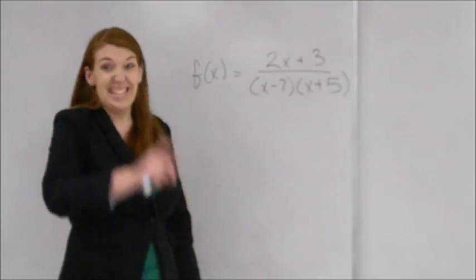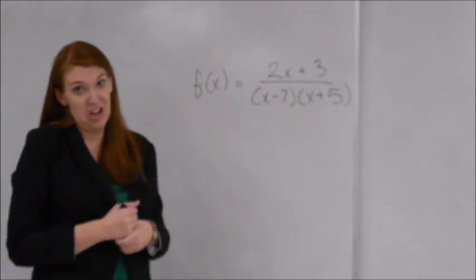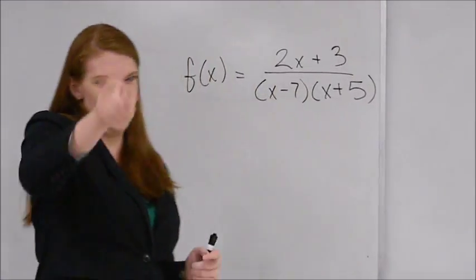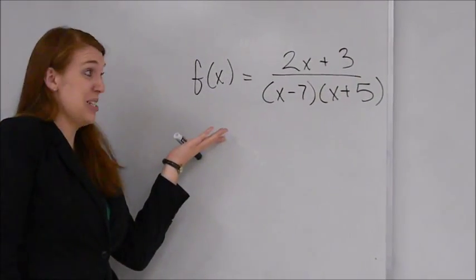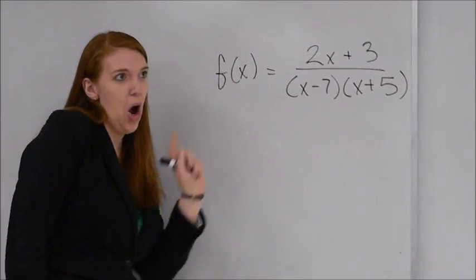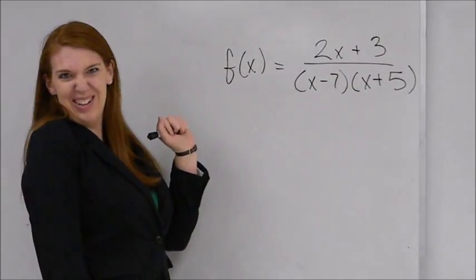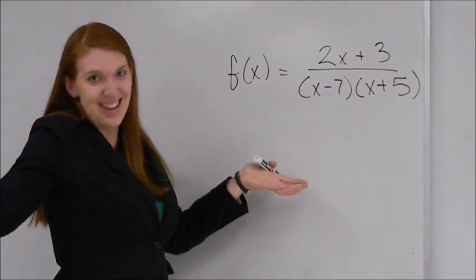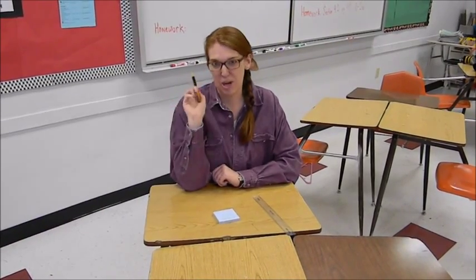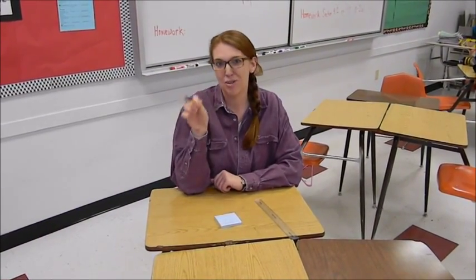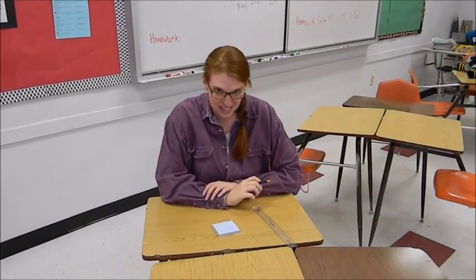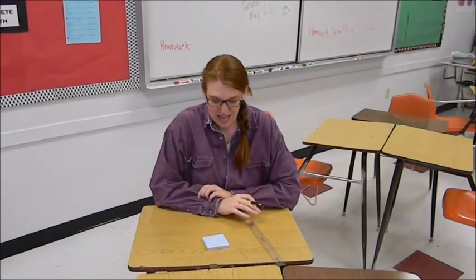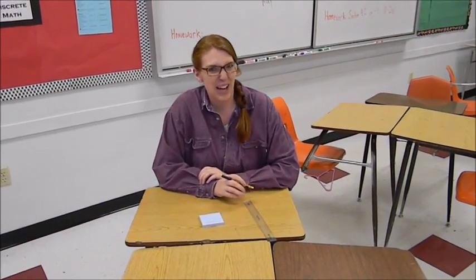Hey, would those be the vertical asymptotes? Exactly. Whatever the domain restrictions are, those are our vertical asymptotes. Great job. Let's look at this specific example. What would our vertical asymptotes be here, fellow mathematicians? So I think you would set each binomial factor of the denominator equal to 0 and find your restrictions. So in this case, our vertical asymptotes would be x equals 7 and x equals negative 5.